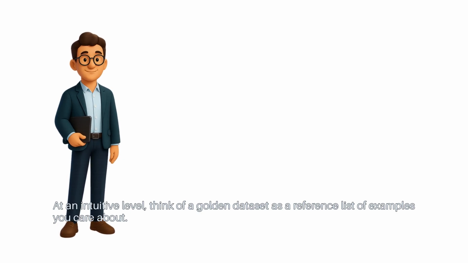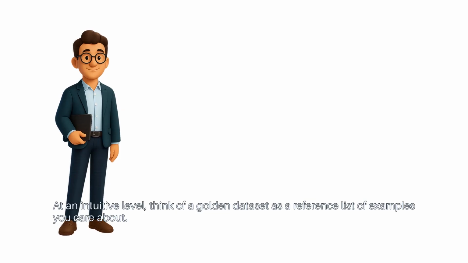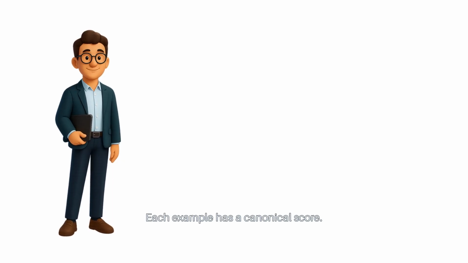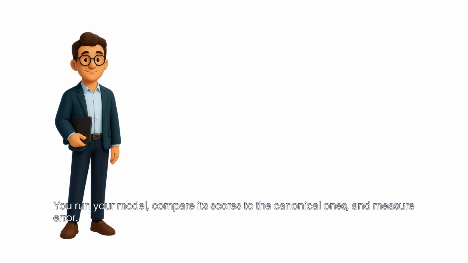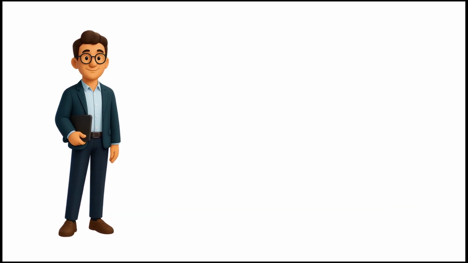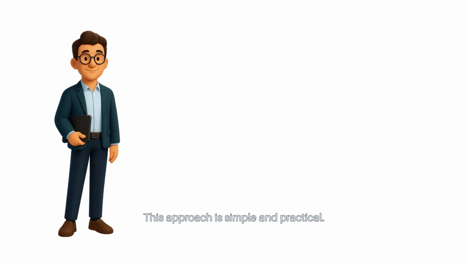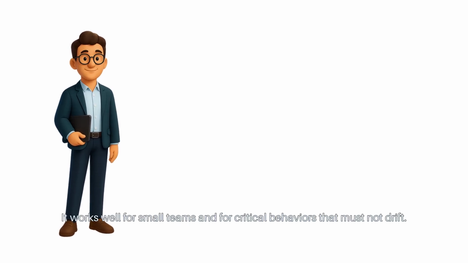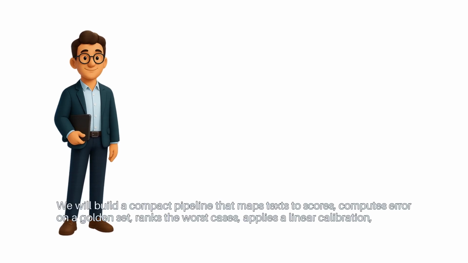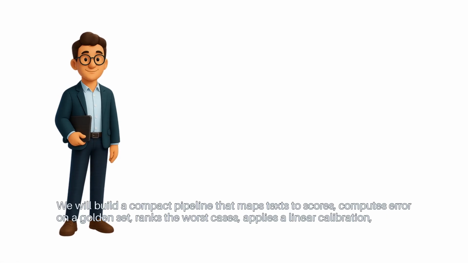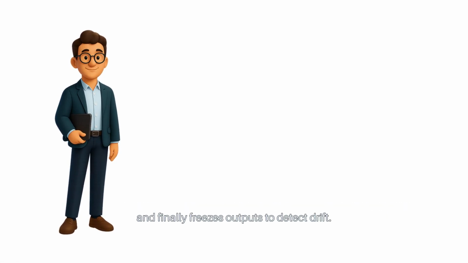At an intuitive level, think of a golden dataset as a reference list of examples you care about. Each example has a canonical score. You run your model, compare its scores to the canonical ones, and measure error. If error grows after a change, you want a clear alert. This approach is simple and practical. It works well for small teams and for critical behaviors that must not drift. We will build a compact pipeline that maps text to scores, computes error on a golden set, ranks the worst cases, applies a linear calibration, and finally freezes outputs to detect drift.